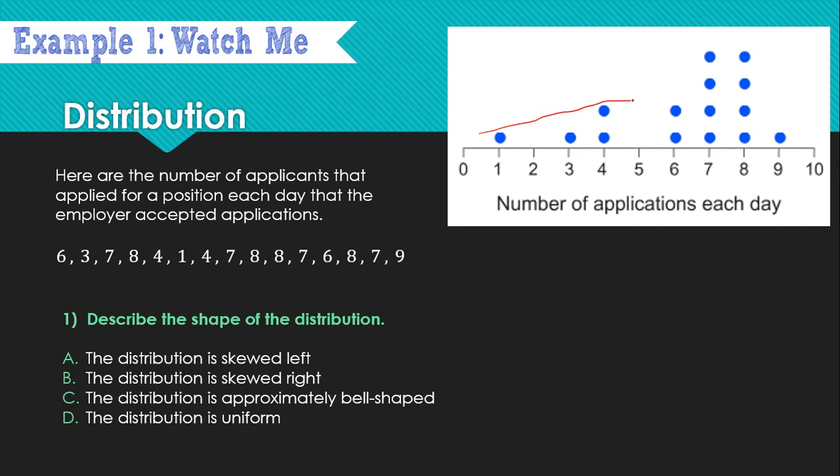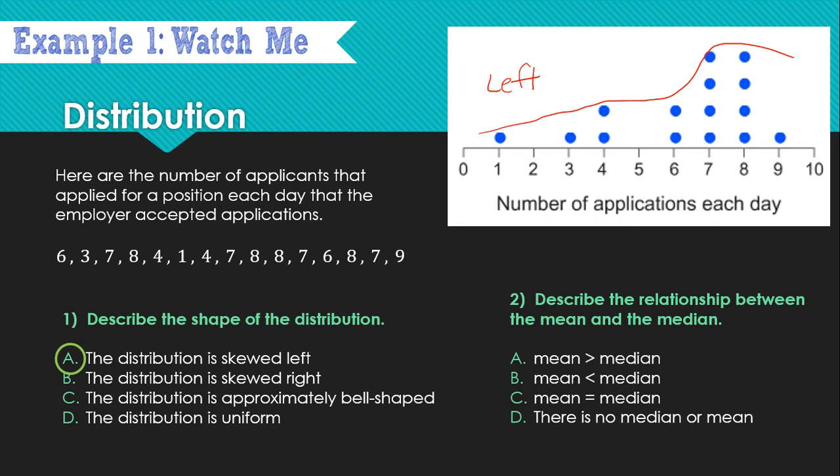It might be helpful if you take a pen or pencil and see what the shape's going to look like. Here I can see that I have a lot less over here on the left side than I do on the right side, which would tell me that we're skewed left. If you have lower data on one side versus the other, that's going to be the direction of your skew.